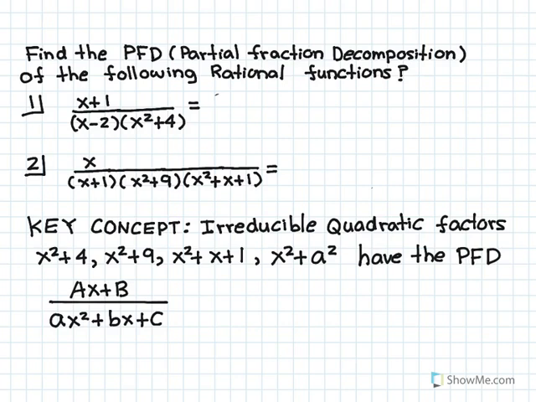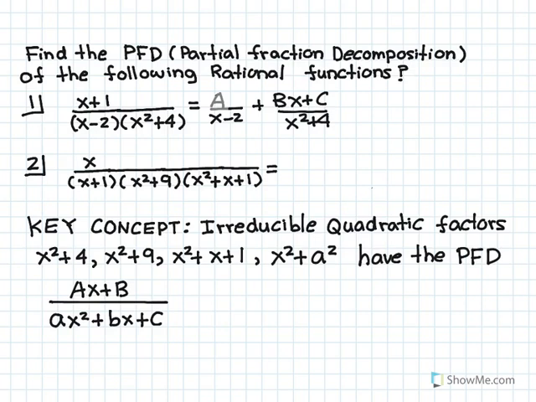So here we want to find a partial fraction decomposition of the following rational functions. The first example, we have x plus 1 divided by x minus 2 times x squared plus 4. So that's going to be a divided by x minus 2 plus bx plus c divided by x squared plus 4. All right, let's look at the second example.